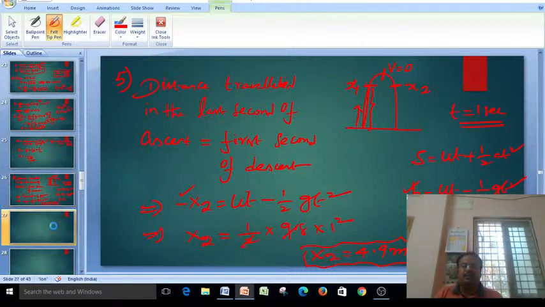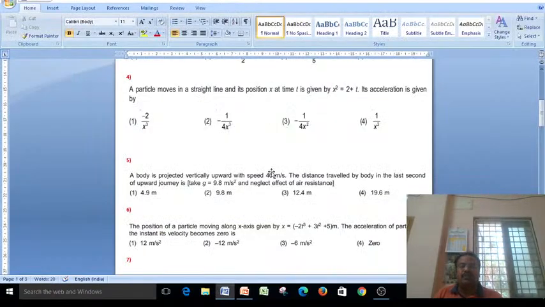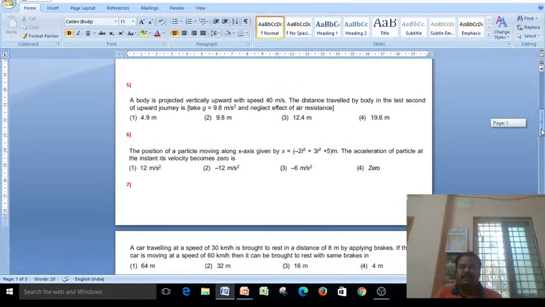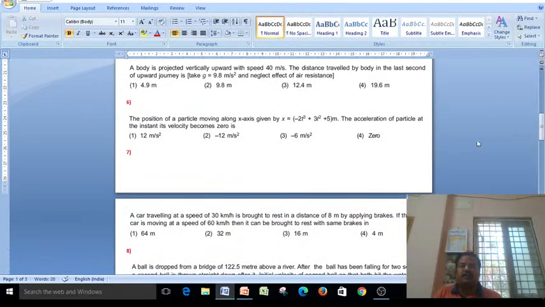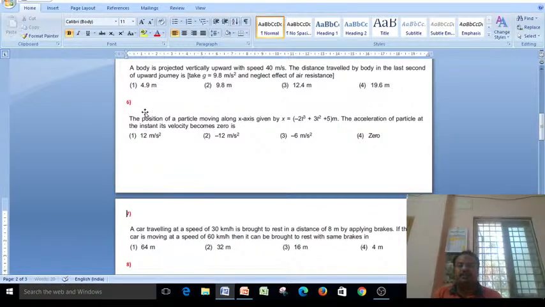Let us check the next question. The sixth question I am taking here. The position of a particle moving along the x-axis is given by x is equal to minus 2t cube plus 3t square plus 5 meter. He is asking for the acceleration of the particle at the instant its velocity becomes 0.